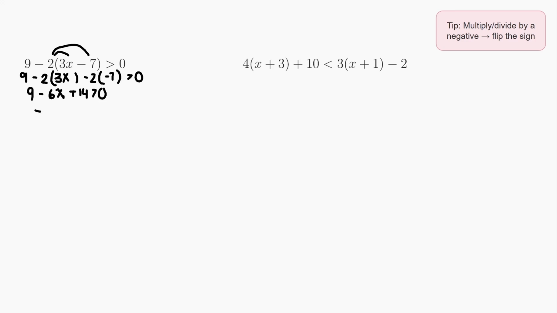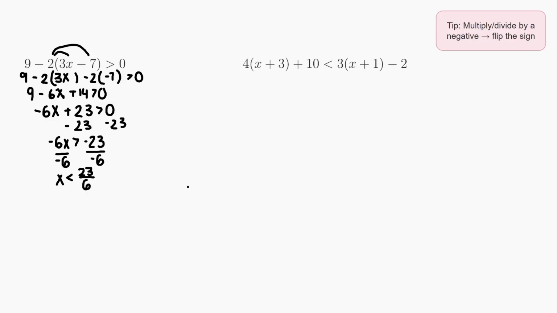Now to simplify this, we get negative 6x plus 23 is greater than 0. Let's move the 23 to the right, and we get negative 6x greater than negative 23. We're going to divide by negative 6, and we get x. We're going to flip this sign because we're dividing by negative. We're going to flip it, and it's going to become x is less than 23 divided by 6. Now let's check our answer.